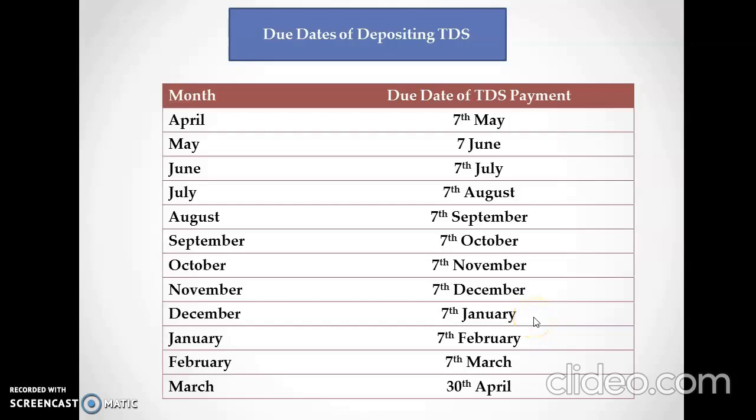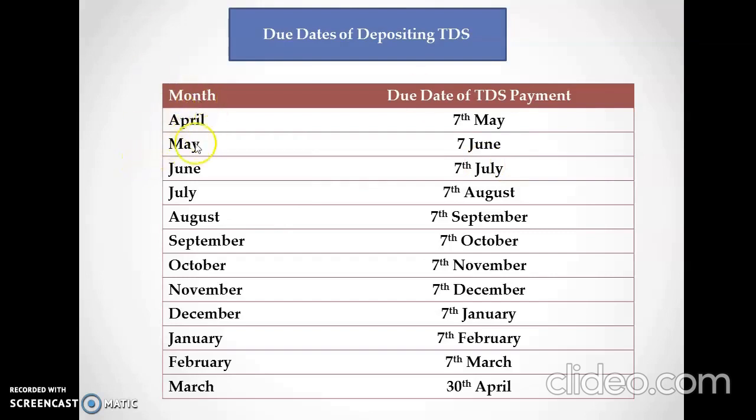Hello everyone. Today I'm continuing with the topic TDS and I'm starting with the important due dates. So in the last lecture I discussed the due dates of depositing TDS as well as of filing the return and of generating the certificate. Now TDS, as discussed earlier, is deposited monthly. So your financial year starts from April and ends in March of the next year.